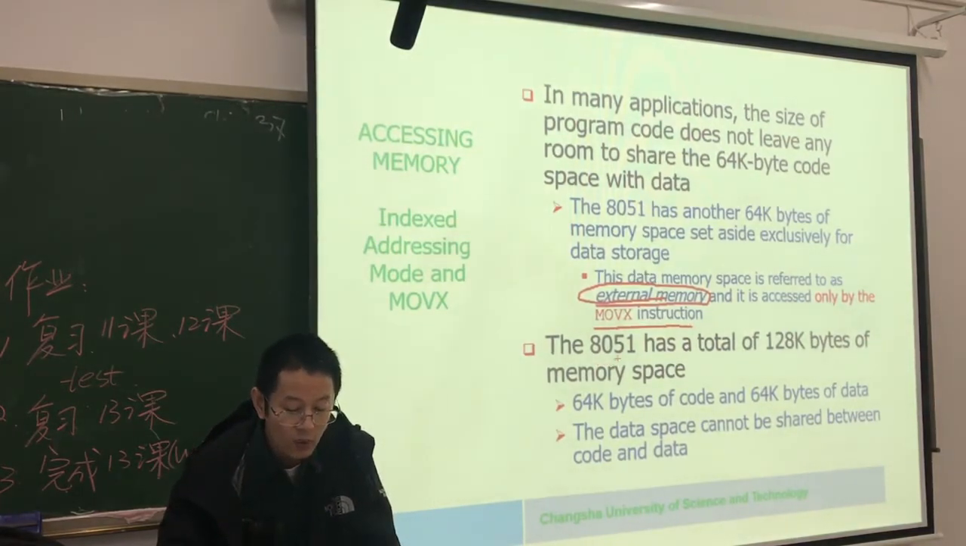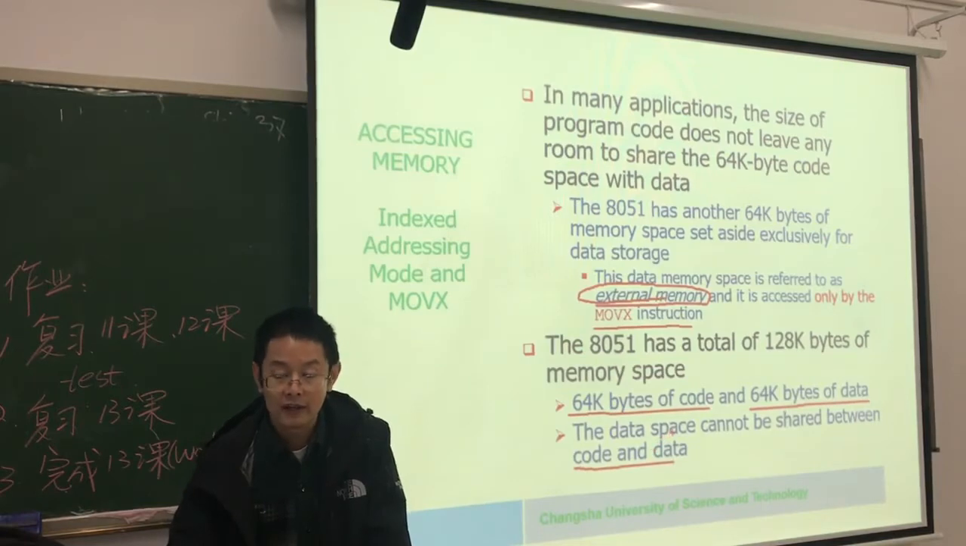The 8051 has a total of 128 kilobytes of memory space: 64 kilobytes of code and 64 kilobytes of data. The code space cannot be shared between the code and the data.